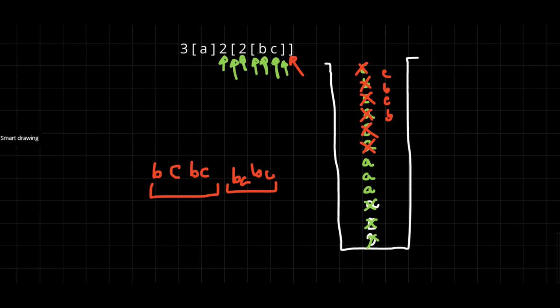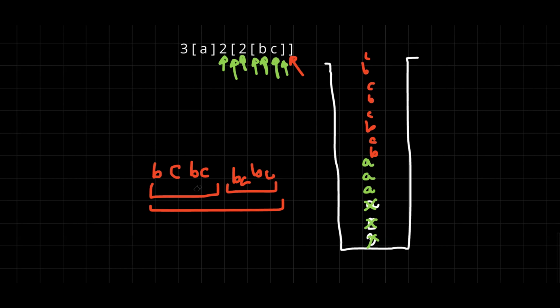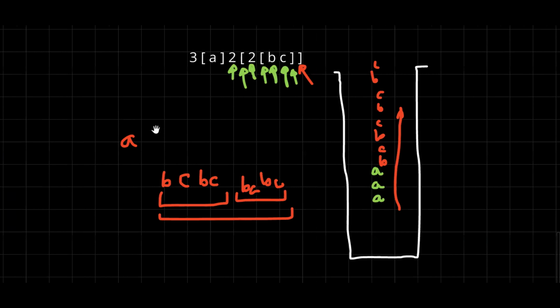Now, what will be the desired output of our given input? So we have to erase all of them. As we have found 2 instances of BC, we have to simply add them into our corresponding stack. Now we have seen that the stack elements till now, from top to bottom, are A, A, A, BC, BC, BC and BC. So this is our desired output.